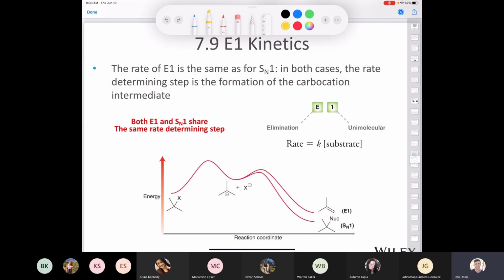Now, before we talk about how I know if I get the Sn1 product or the E1 product, since they both have the same starting material and the same rate determining step, the formation of the carbocation, I want to talk about carbocations with you for a second.